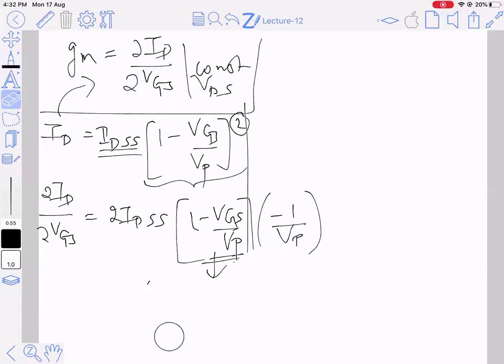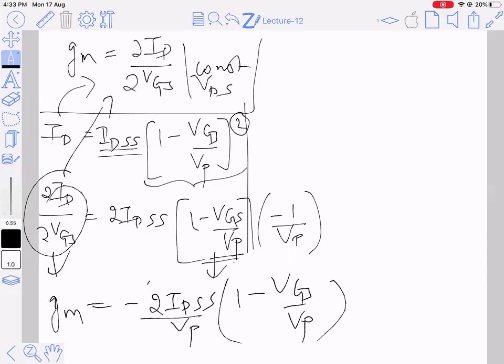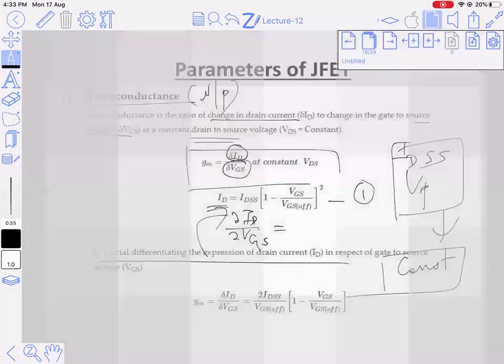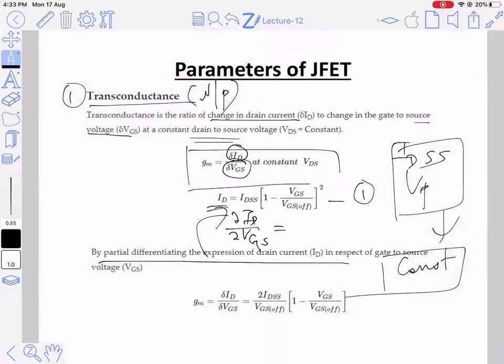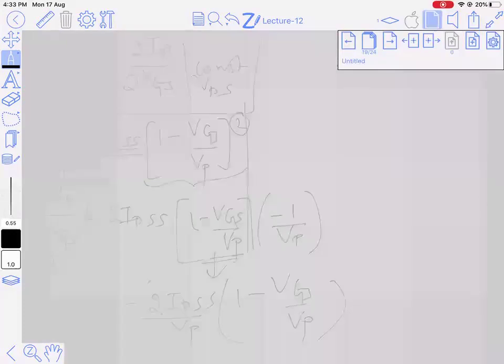So what are you getting over here? So what is the answer? It will be minus 2 IDSS upon VP into 1 minus VGS upon VP. And this is nothing but our GM. So what is the formula for GM that we are getting? The formula for GM that we are getting is this.